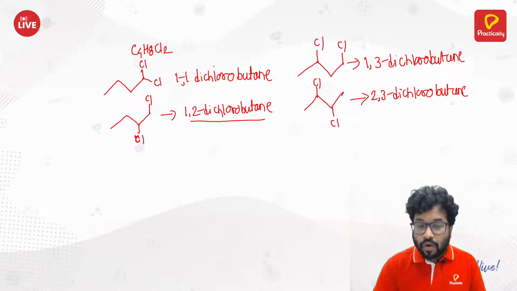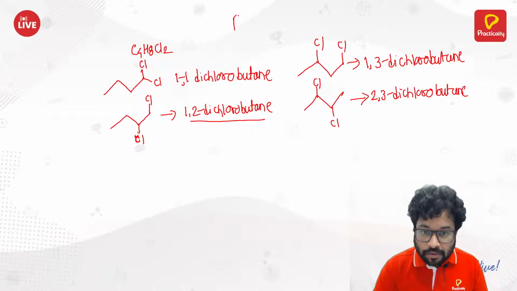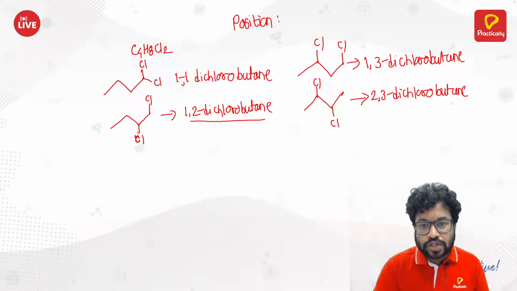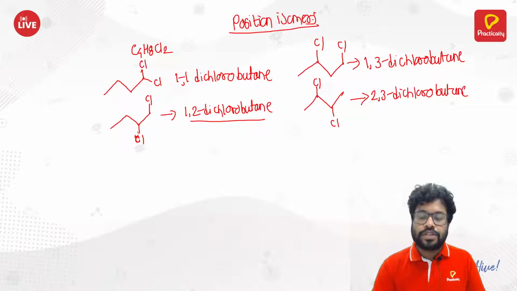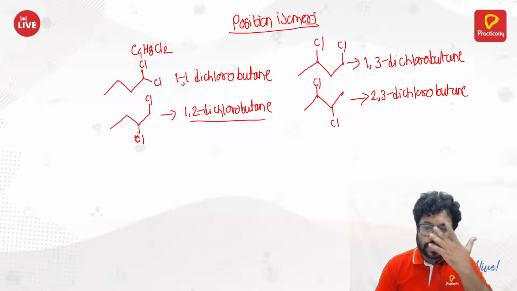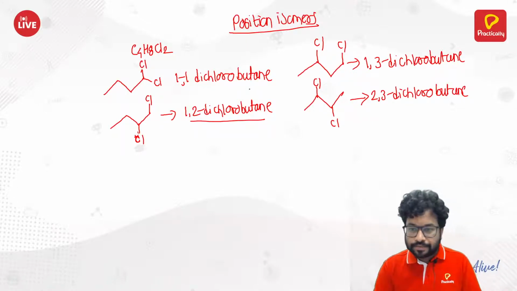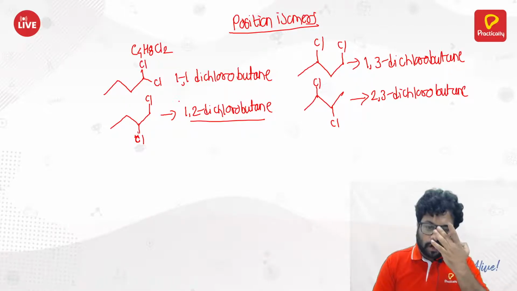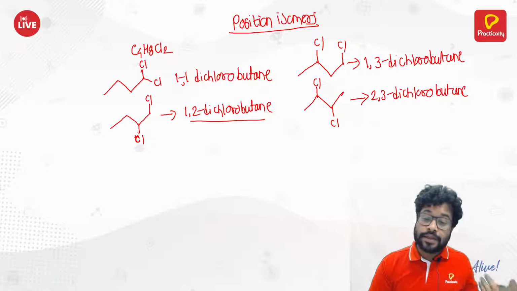See, that's how all of these 4 compounds are position isomers. Their positions are completely different. Look at this. Every compound has a different name: 1,1, 1,2, 1,3, 2,3.